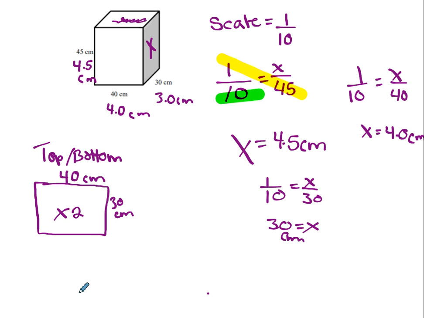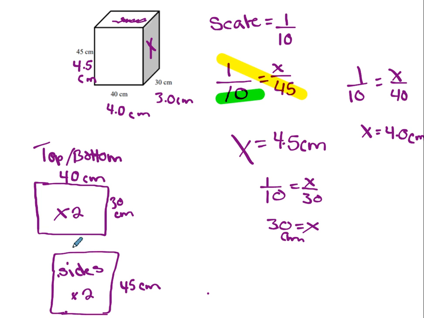So when we do this, we're going to do the same thing. We're going to label this as side view. And we're going to go 30. So 3 centimeters by 4.5 centimeters. This is times 2. So this is our sides. There are 2 of them. So this was 45 centimeters, and this was 30 centimeters.